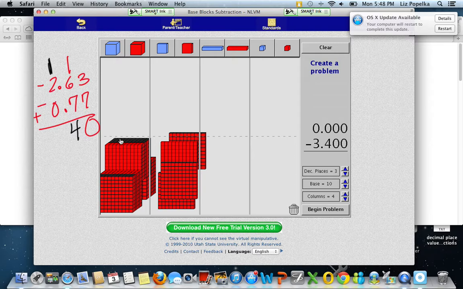I carried my 1. Now I had 2, then I didn't add any, but I do have the 1 that I carried for a total of 3. So I've got a total of negative 3.40, or negative 3 and 4 tenths, or I could count this place value and say 3 and 40 hundredths. Either one. So as you can see, the rules still stay the same. When you are adding together two negative decimals, you still just add them together like you would normally add decimals together and just keep the same sign.